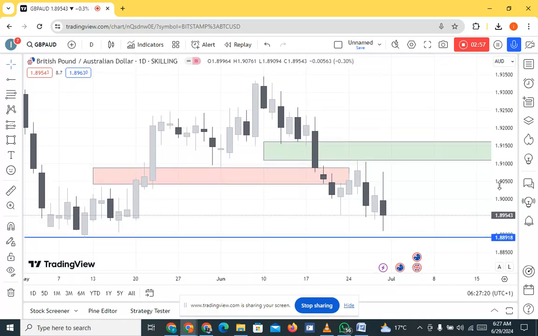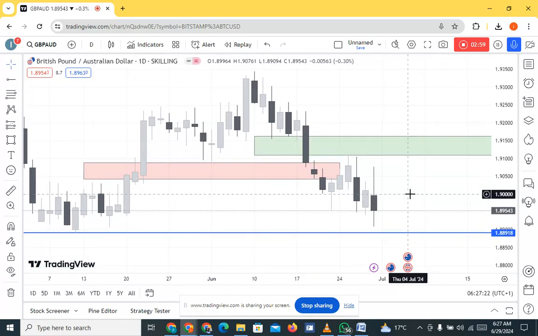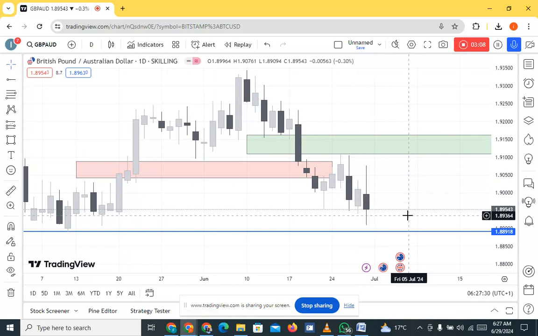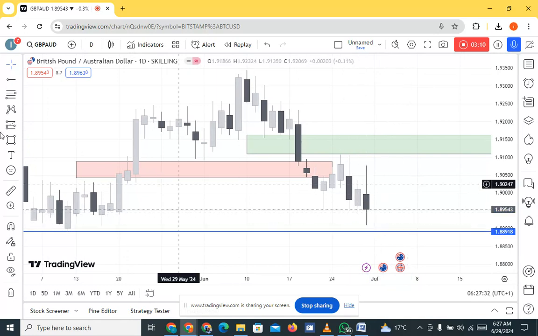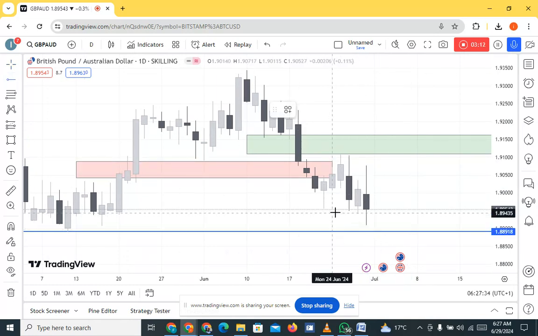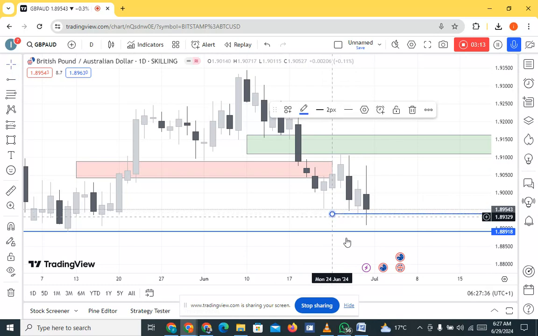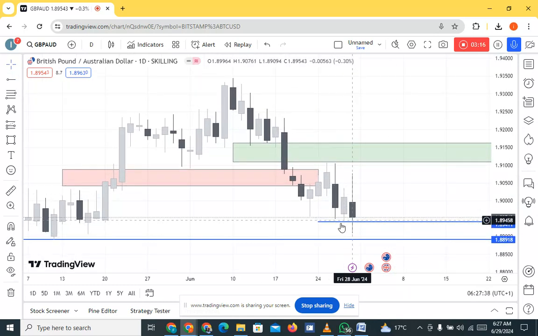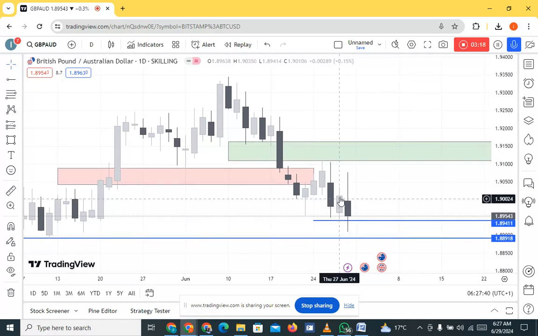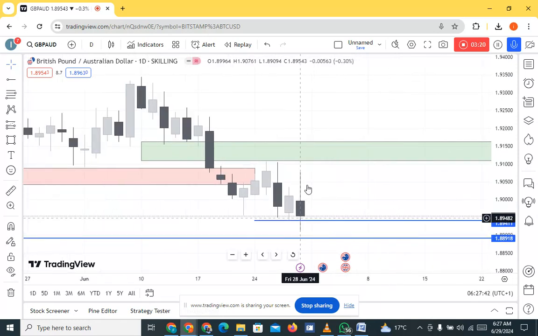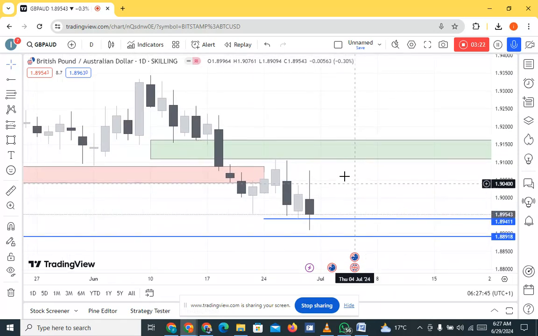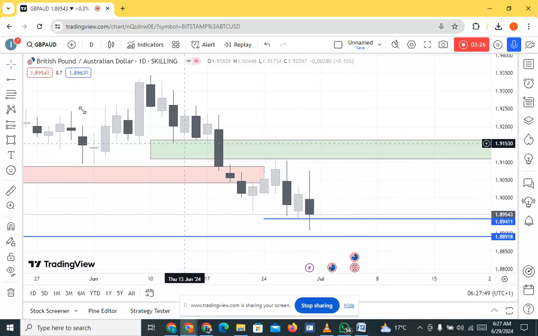So the daily, oh, the daily is really not clear. It's really not. Price took out this low right here on the daily. Price took out a low after a sweep. What do we say after a sweep? We are looking forward to continue higher. Price is most likely to continue higher into this fair value gap right here.